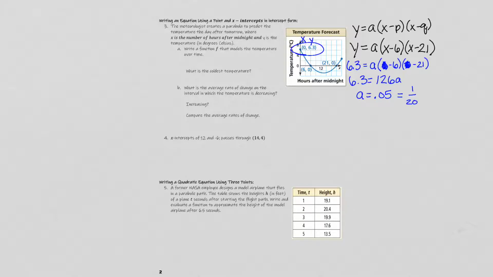Okay, so now I have a. I can actually write the function that models it. I'm just going to plug that a right in there. So my equation is y, it says write a function of f. I'm sorry, I didn't read the directions. We need to work on that, don't we? All right, f of x is going to equal 0.05 times (x minus 6)(x minus 21).